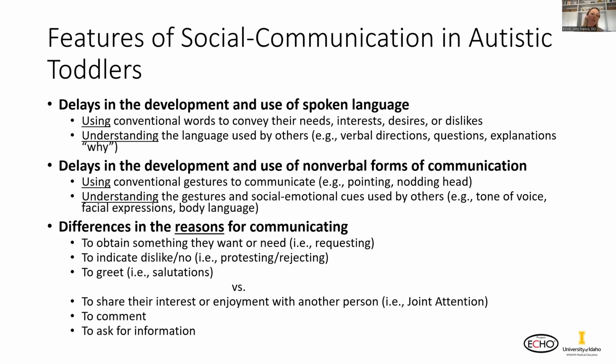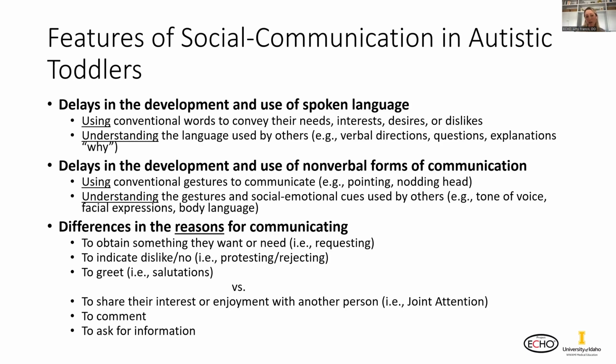And then they have differences in the reasons they are communicating. Many autistic toddlers will learn how to request, right? We talked a little bit about that earlier. They'll learn how to protest or reject something by shaking their head no or waving their hand to say they don't want it. And many times they learn how to greet, right? And these skills can be learned by rote. So they are learned through practice and memorization.